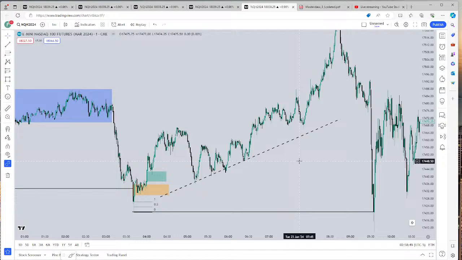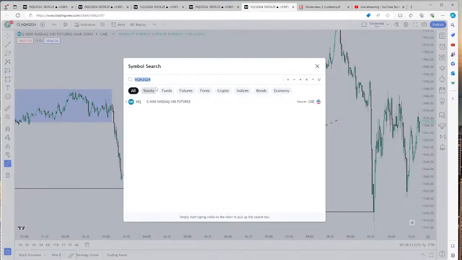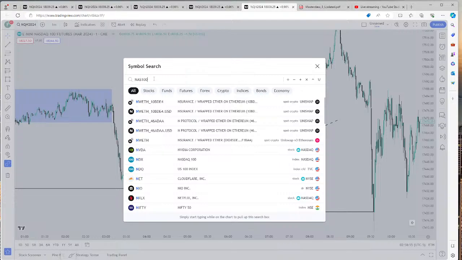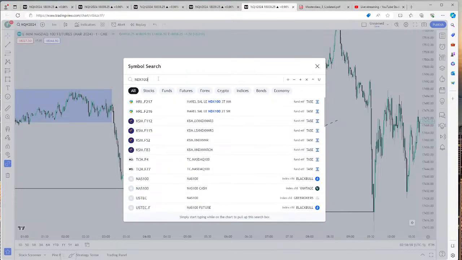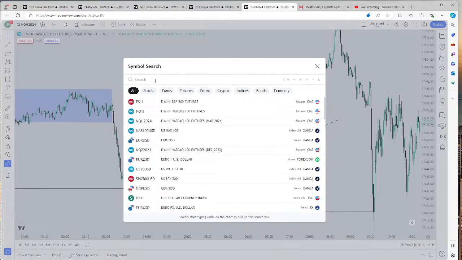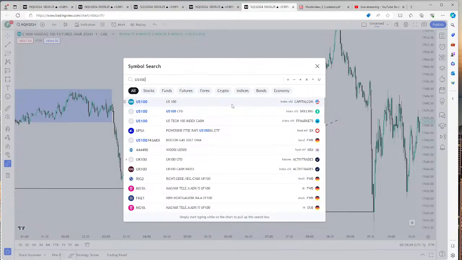I don't have TradingView Premium. So if you want to look at NAS 100, you can look at NDX 100, though depending on your TradingView plan you probably won't have it. You can look at US 100 as well. That's another option for you too, man. So there's a couple of options there.